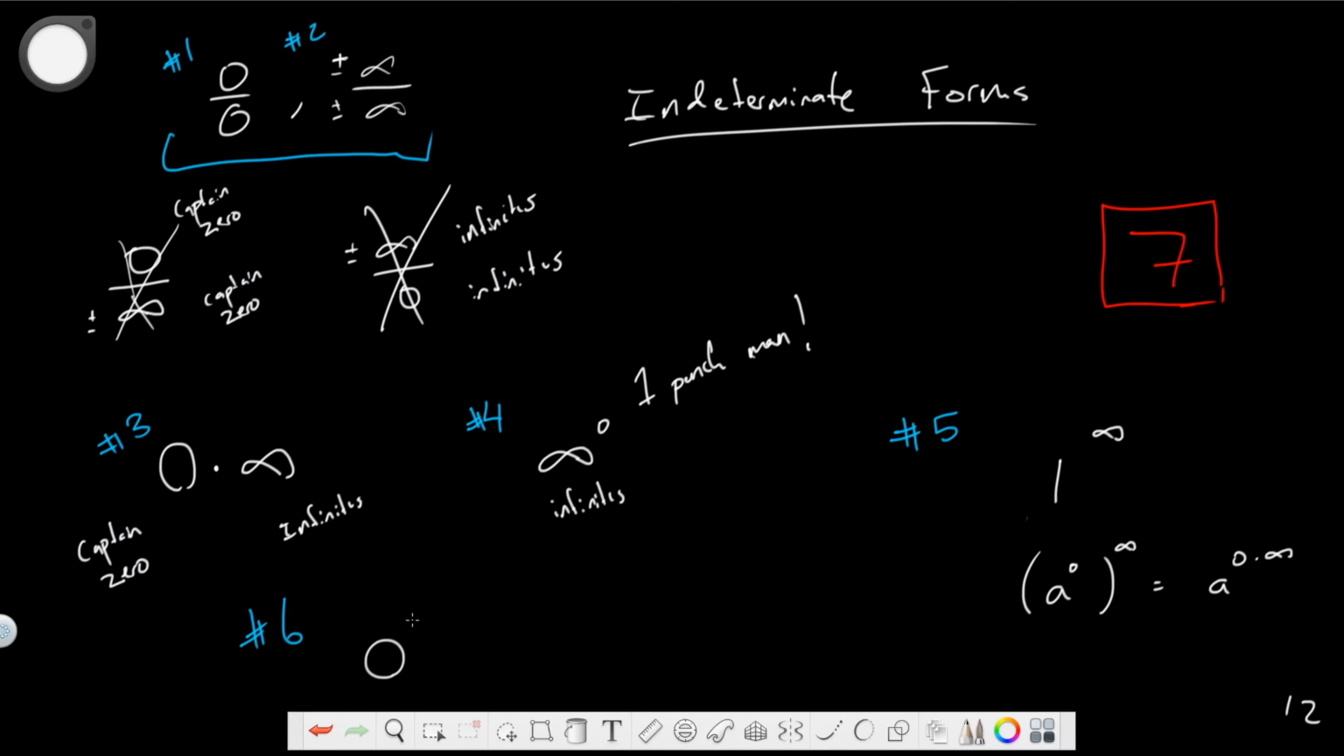All right. Wait, but that 0 base did something weird. How about 0 to the 0? Because we have this a to the 0 is 1. This is One Punch Man. Down here, 0 to the something power, that's 0. That's Captain Zero.